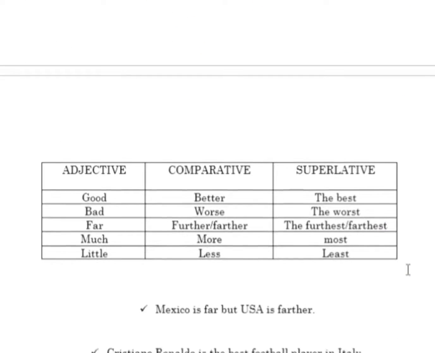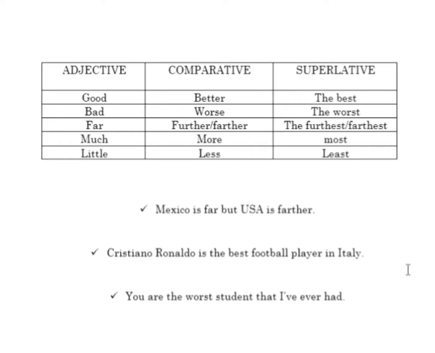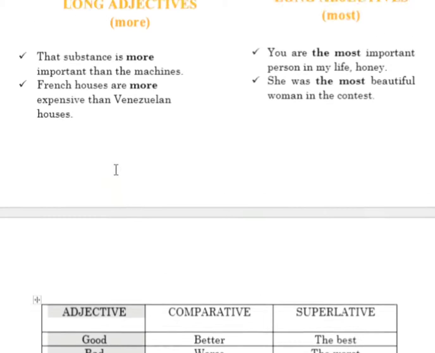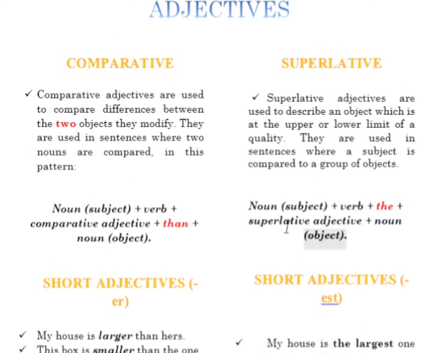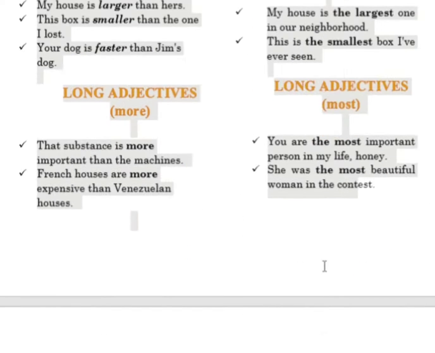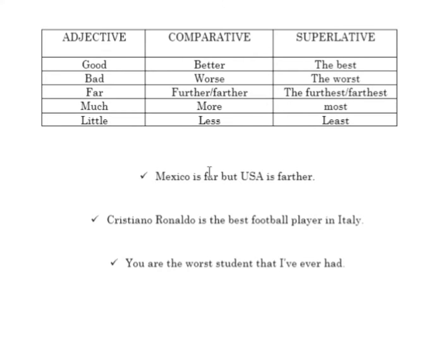Now finally we have some exceptions. We have these adjectives: good, bad, far, much, and little. They do not follow these rules. When you have good in comparative, it changes to better, and in superlative the best, followed by bad, worse, the worst, and so on. We use the same structures, but not these rules. For example, Mexico is far, but USA is farther. Cristiano Ronaldo is the best football player in Italy, or you are the worst student that I've ever had.